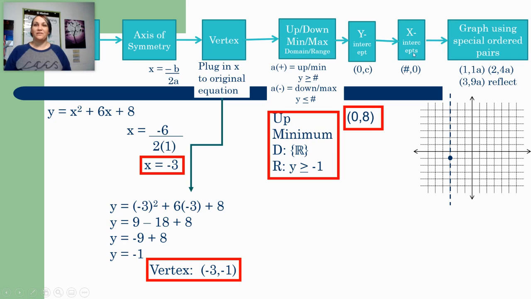Now I'm going to skip the x-intercepts because best case scenario, I'm going to be able to stare at the graph and find the x-intercepts that way. And I won't have to do any calculations to find the x-intercepts. So I'm going to skip the x-intercepts and I'm going to go to graphing.